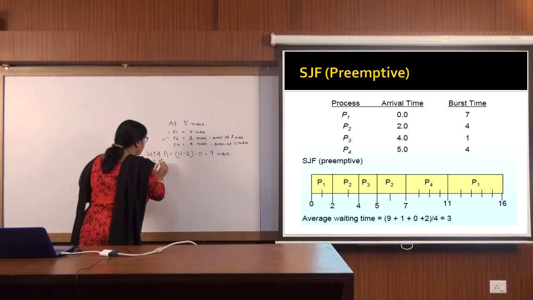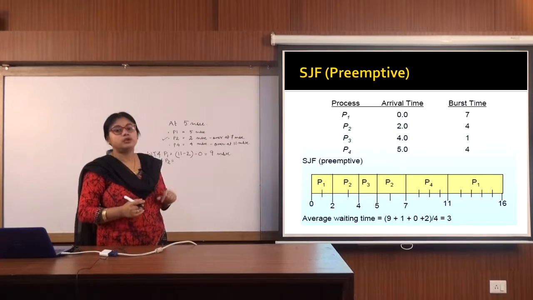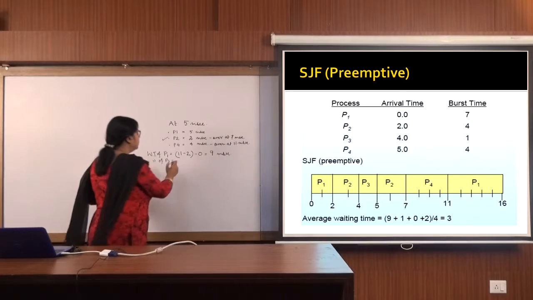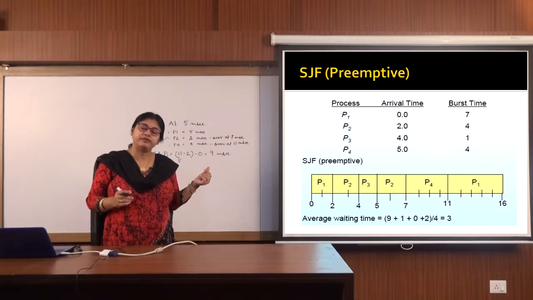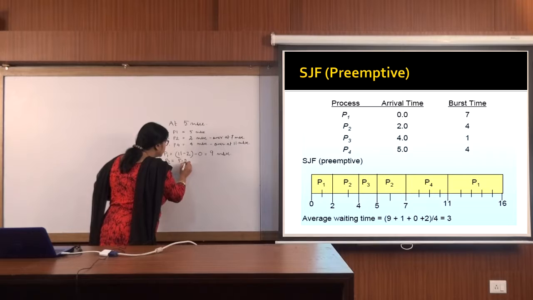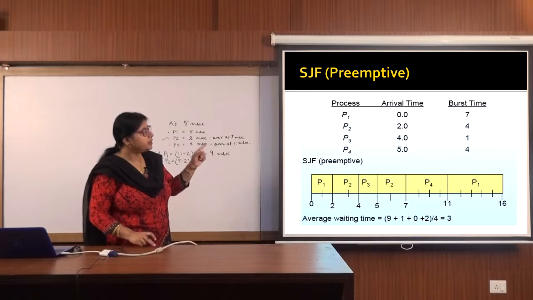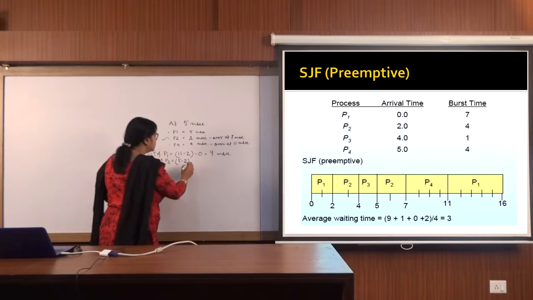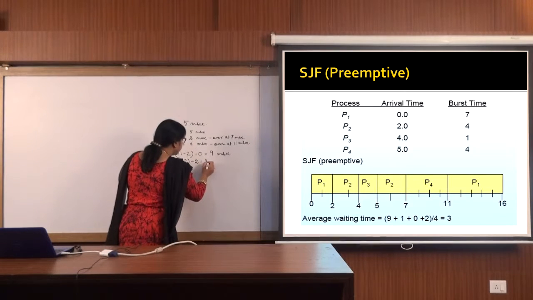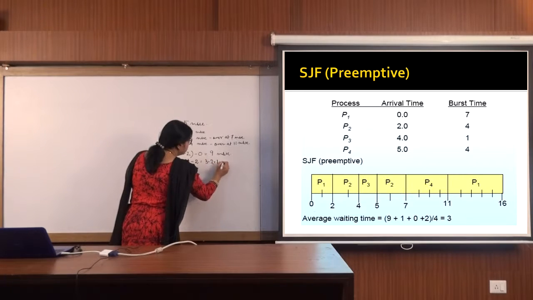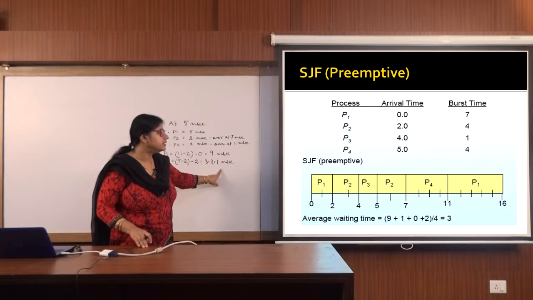Next, the waiting time of P2. Look at the Gantt chart. P2 last started at 5 millisecond time period. But P2 has worked 2 millisecond time period previously, so I have to deduct 2 here. Now I have to consider when P2 arrived. P2 arrived at 2 millisecond time period, so I have to deduct 2 from here. So 5 minus 2 equals 3, minus this 2 equals 1 millisecond. So waiting time for P2 is 1 millisecond.